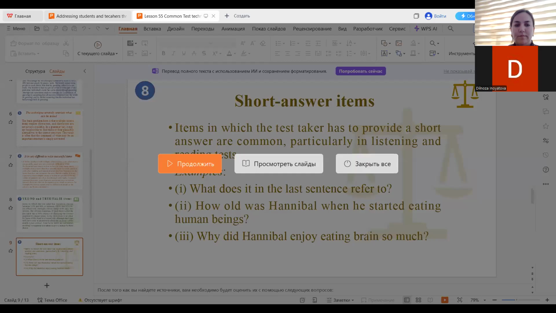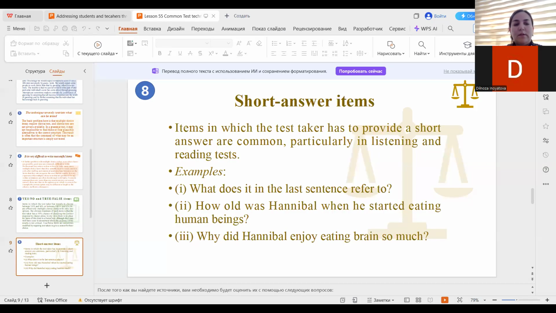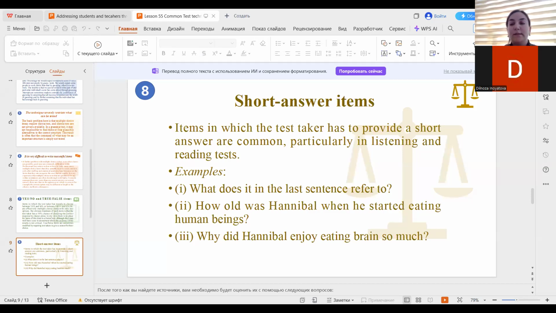Okay, let's continue. We stopped here, so we were talking about some examples. The second example: how old was Hannibal when he started eating human beings? This kind of thing.